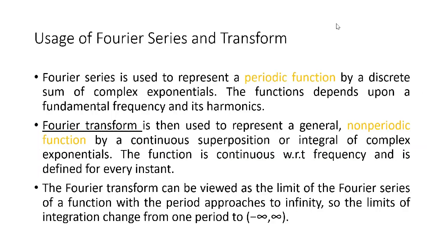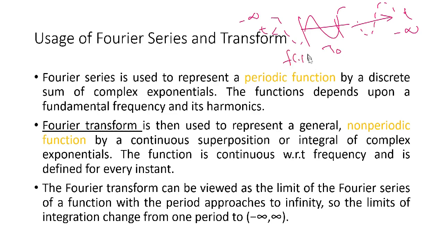So let's discuss the usage of the Fourier series and the transform. Fourier series is used to represent a periodic signal. Means that the signal is like this and it is repeated from minus infinity t to plus infinity t. So this thing is termed a periodic signal because it repeats itself after every t naught. So we can say that f of t is equal to f of t plus t naught.